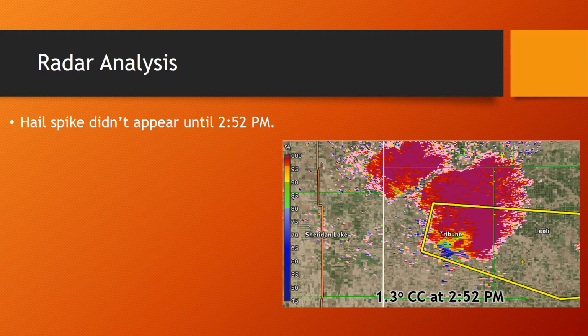Hail spikes, you'd think with a storm that was producing hail this large would be fairly easy to see. But actually, the hail spike didn't even show up until about 12 minutes after we knew about the tennis ball hail falling. The best hail spike I could find was at the 1.3 degree slice. And again, that was 12 minutes after the hail was reported to us. So hail spikes, not helpful at all for giving us a clue that really big hail was falling.